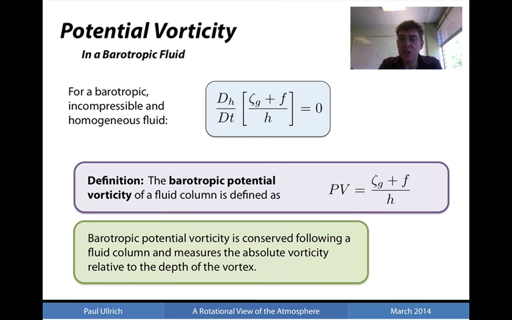In particular, it's known as the barotropic potential vorticity of a fluid column, and defined as PV and referred to as PV, which is equal to the geostrophic vorticity plus the planetary vorticity, all divided by the height of the fluid column. So the basic statement that we have then from the vorticity equation is that barotropic potential vorticity is conserved following a fluid column and measures the absolute vorticity relative to the depth of the vortex.